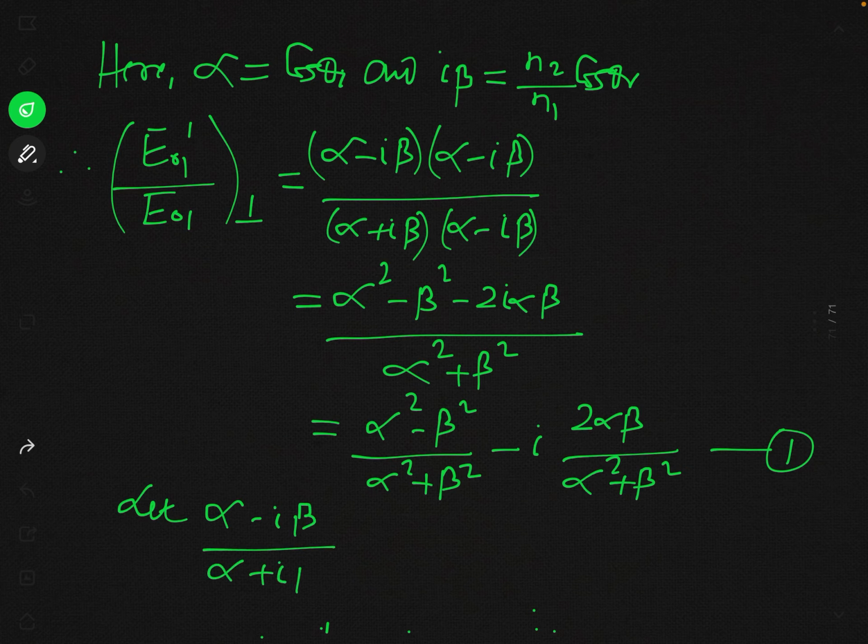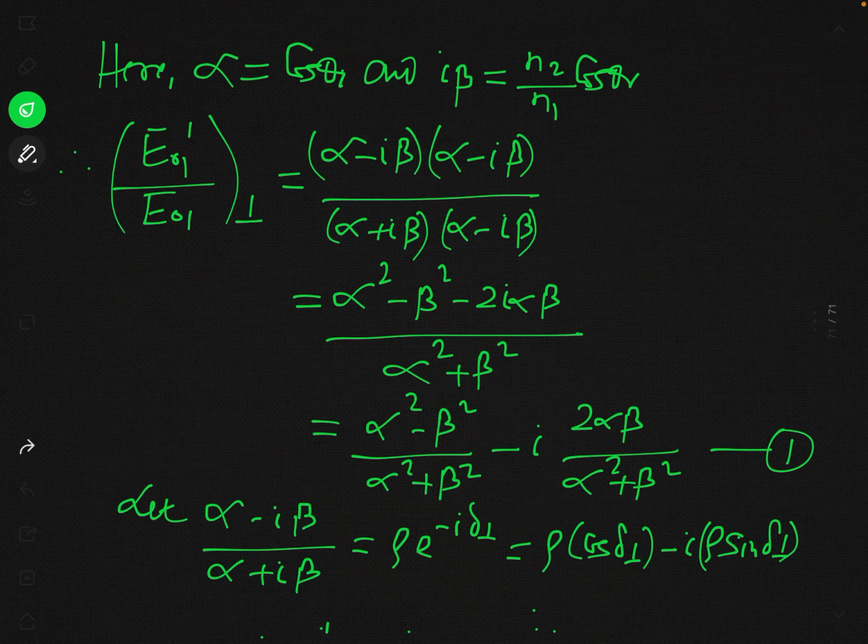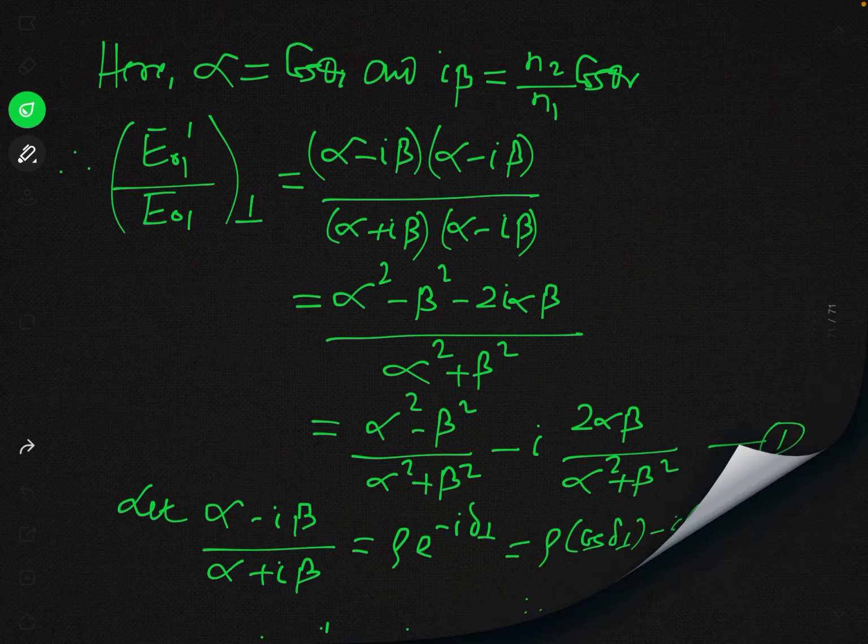Now let us put alpha minus I beta over alpha plus I beta equal to rho into e to the power minus I delta perpendicular. This can be written as rho cos delta perpendicular minus I rho sine delta perpendicular. Let us say this is equation 2.